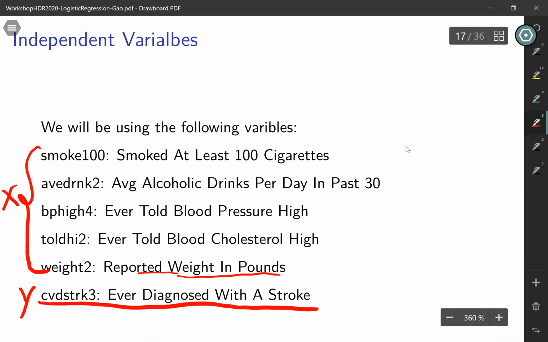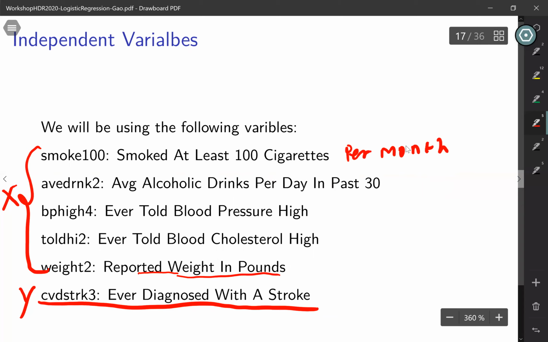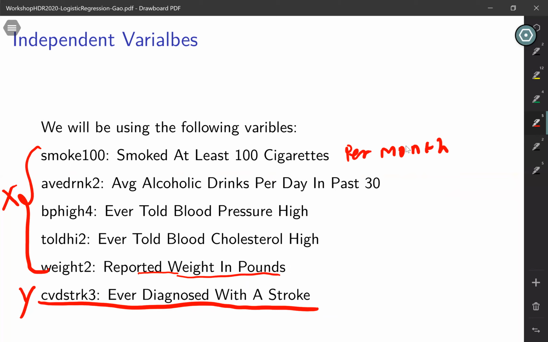Do you smoke at least 100 cigarettes? I think this cannot be one day, right? It should be per month, if I remember correctly. If it were one day, that would be a lot. So it's a yes, no variable. It's a binary variable.